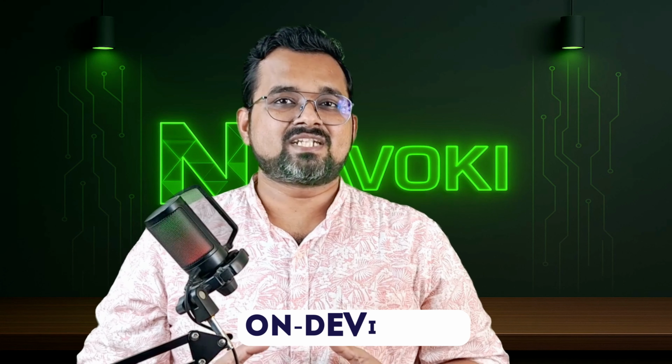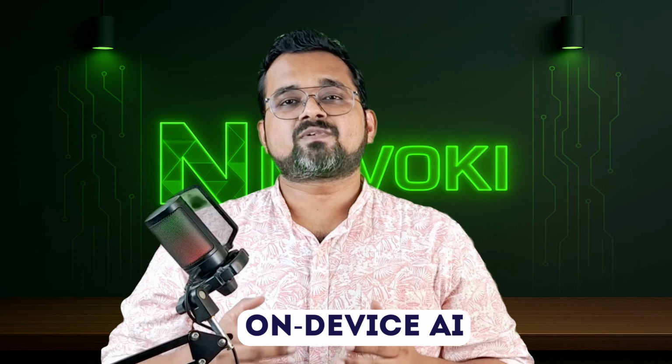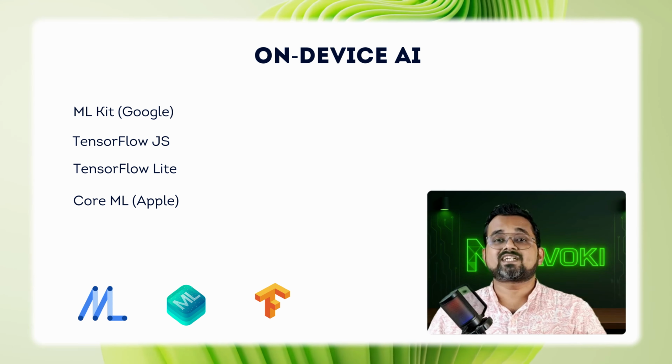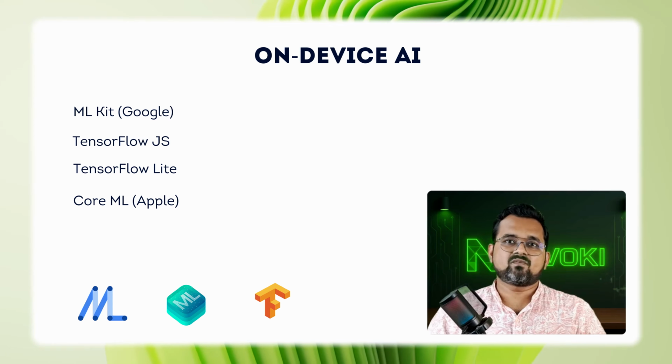Not every app needs LLM APIs to run. Sometimes you need AI models to run directly on the user's device. Here, on-device AI is useful because it's private, faster, and needs no internet. For on-device AI, you can explore ML Kit from Google, TensorFlow Lite, TensorFlow.js, and Core ML from Apple.